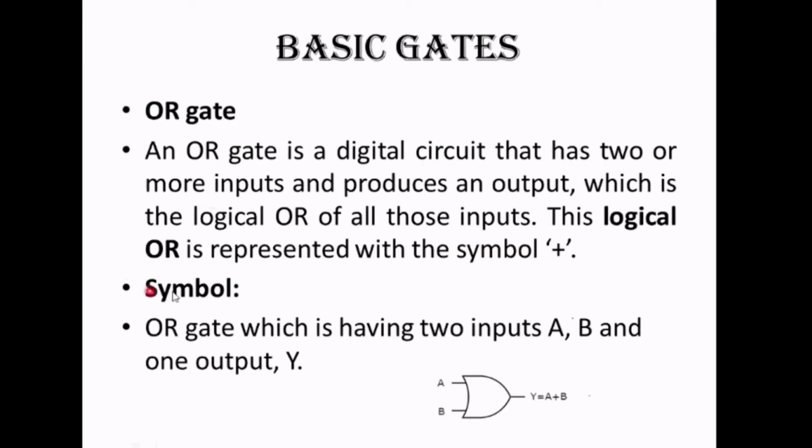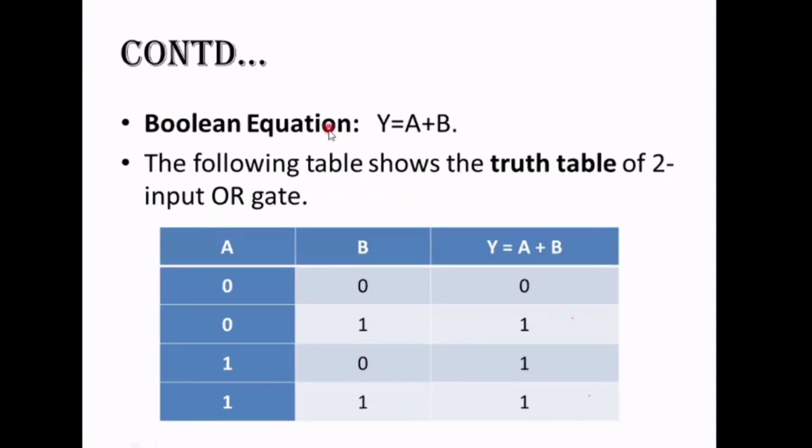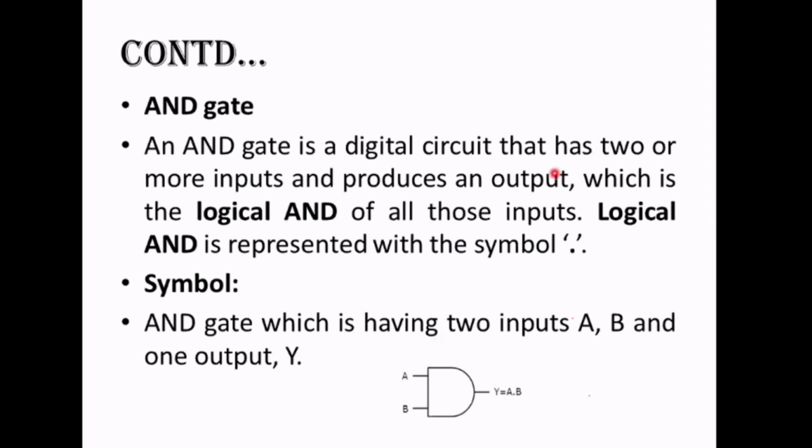I have also written the symbol here. So this is the symbol of your OR gate. This is the Boolean equation. This is the truth table, this word I have highlighted: truth table for logic OR gate. So every gate will have all those 4 terms: the logic, the Boolean equation, the truth table, and the symbol for that particular gate. Understood?